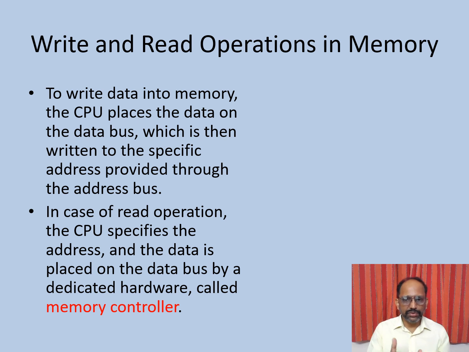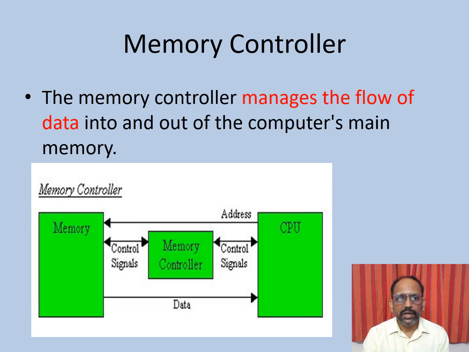transfer from memory to CPU or from CPU to memory takes place? The data transfer from memory to CPU and CPU to memory takes place through a dedicated hardware called memory controller. When CPU initiates the read operation, it specifies the address and the data is placed on the data bus by a dedicated hardware called memory controller. So the memory controller manages the flow of data into and out of the computer's main memory.